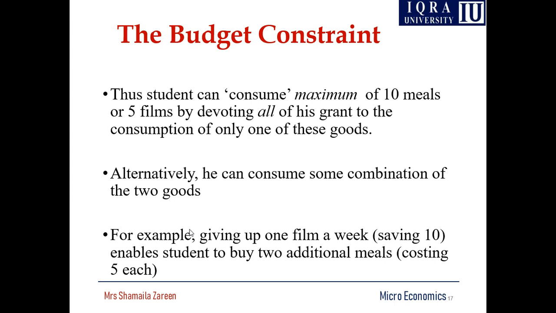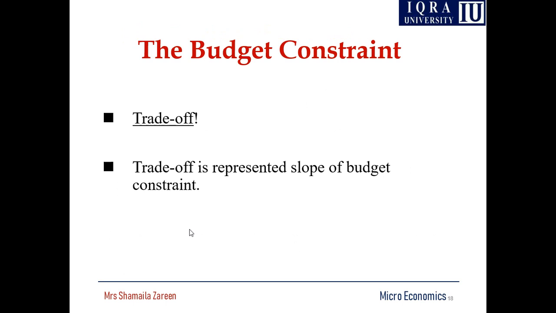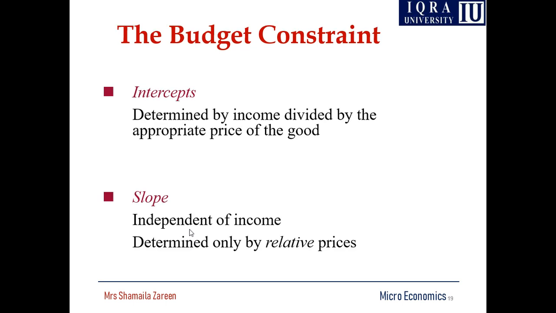So the student can consume a maximum of 10 meals or 5 films by devoting all of his grant to the consumption of only one of these goods. Alternatively, he can consume some combination of the two goods also. For example, giving up one film a week, saving 10, enables the student to buy two additional meals, costing 5 each. This is called trade-off. Trade-off is represented by the slope of the budget constraint.